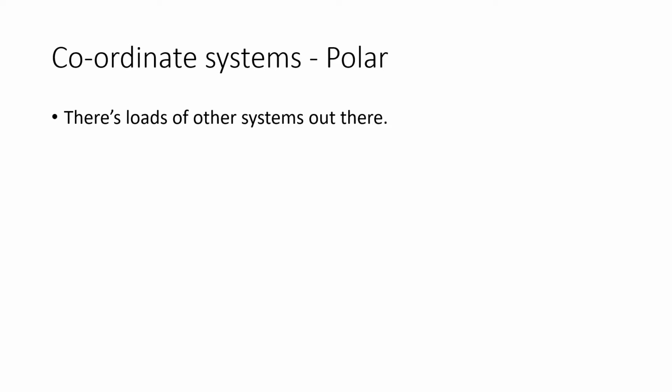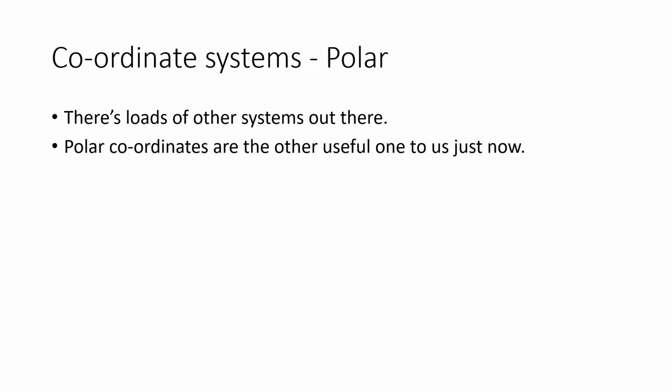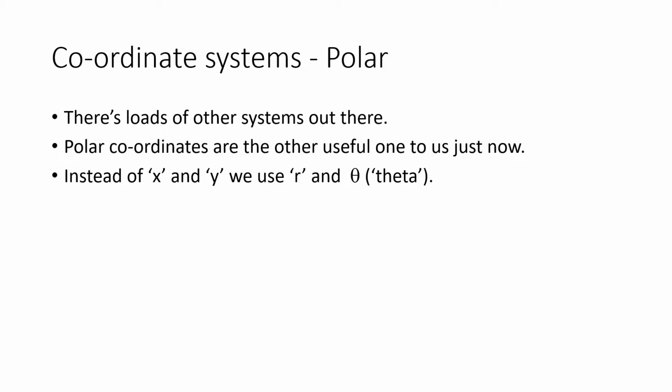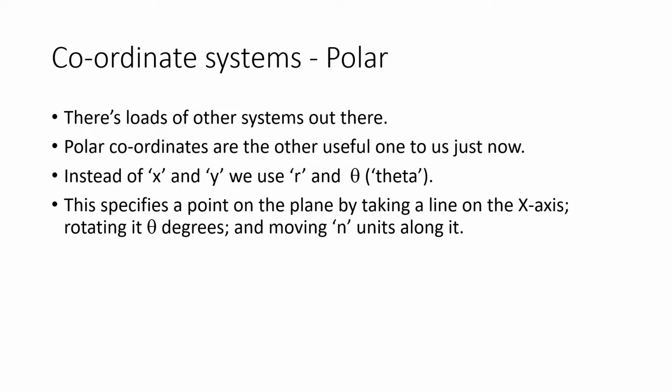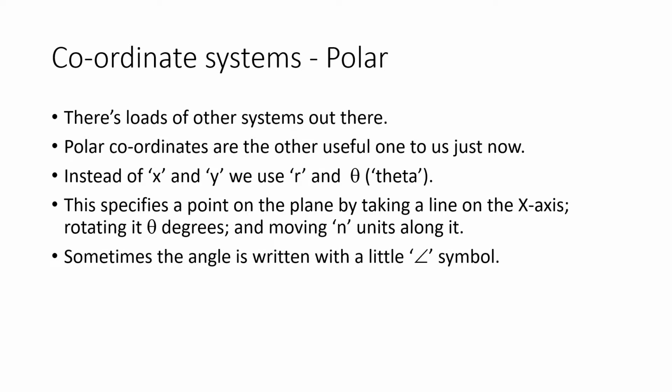There's different systems out there though. I'm just going to mention one just to illustrate. This one may be useful to you at some point. So polar coordinates are where you have, instead of x and y, you use r and theta, that Greek symbol there. This specifies a point on the same plane, but it does it by taking a line on the x-axis, rotating it theta degrees, and then moving r units along that. Sometimes it uses that little angle symbol. For example, you would write something like p equals 5, angle 45. So 45 degrees from the x-axis, and then move 5 units along that line.